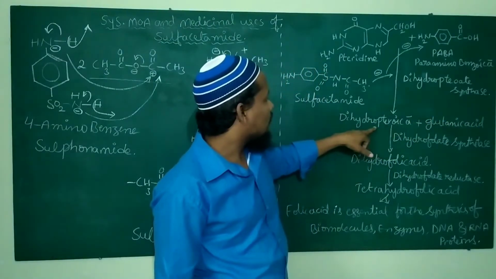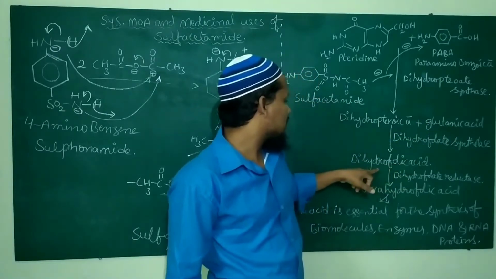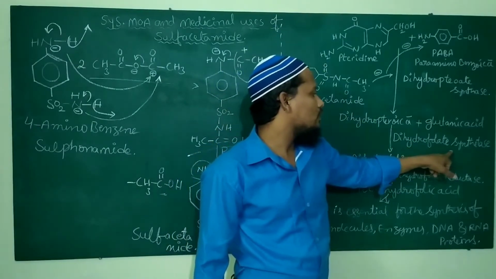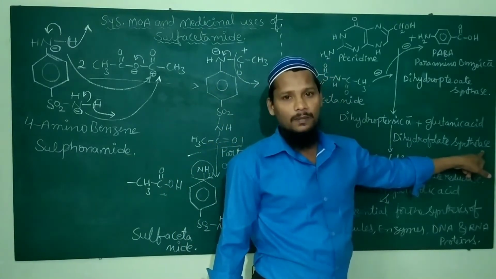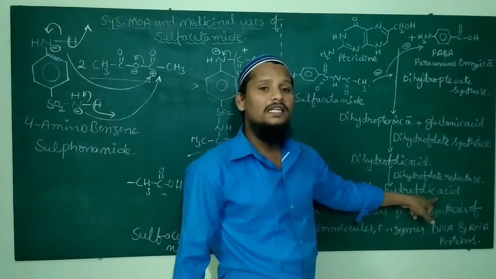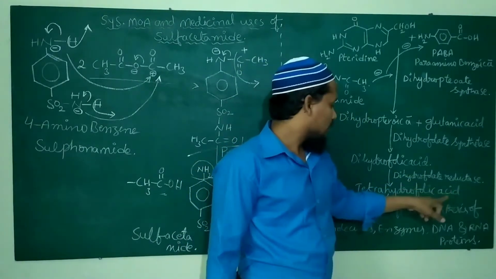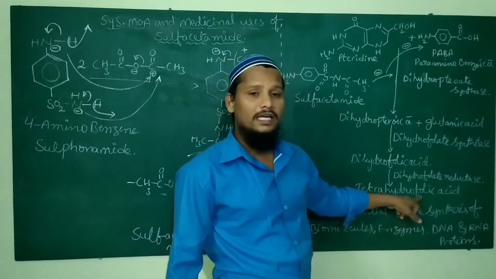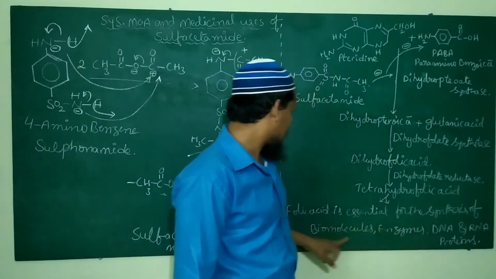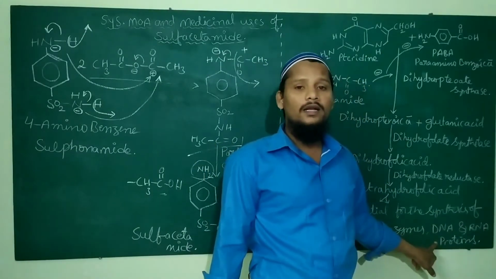These two molecules combine to form dihydropteroic acid with the help of the enzyme dihydropteroate synthase. Okay. Now this dihydropteroic acid combines with glutamic acid and forms dihydrofolic acid with the help of the enzyme dihydrofolate synthetase. Okay. Now this dihydrofolic acid gets converted to tetrahydrofolic acid with the help of the enzyme dihydrofolate reductase. So this tetrahydrofolic acid is essential for the synthesis of biomolecules, enzymes, DNA, RNA and proteins.